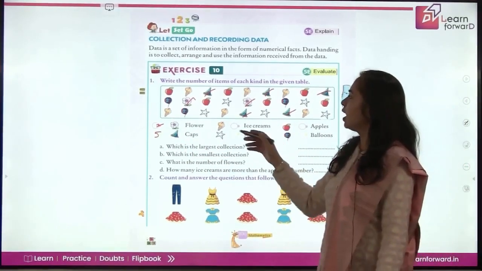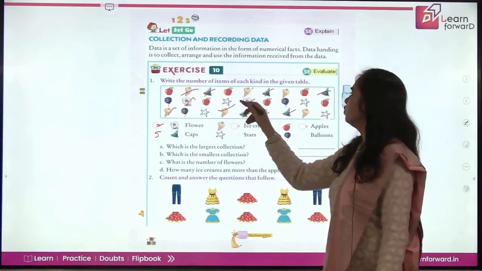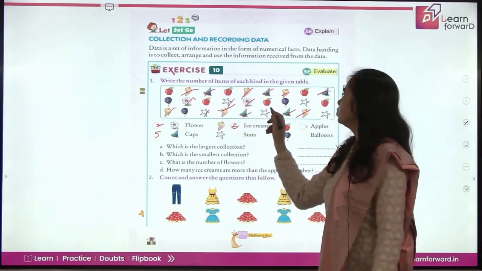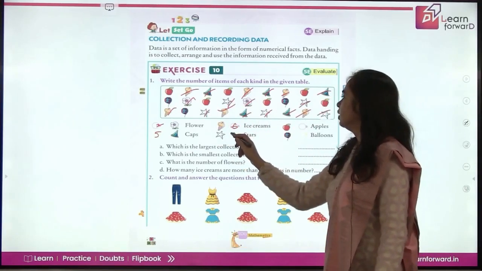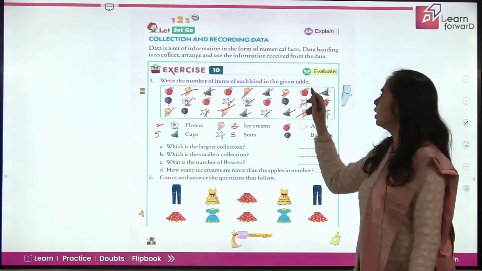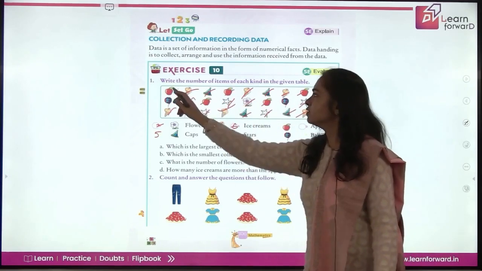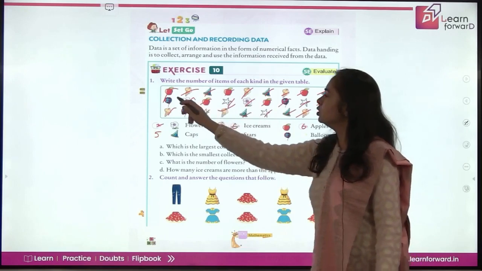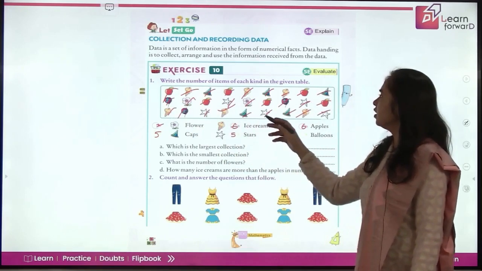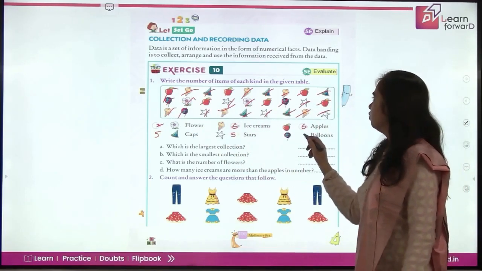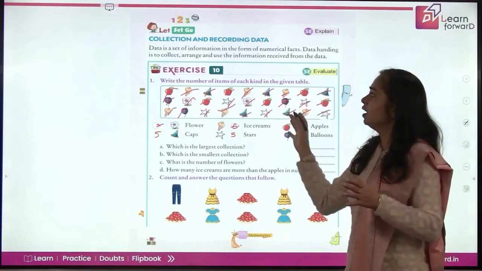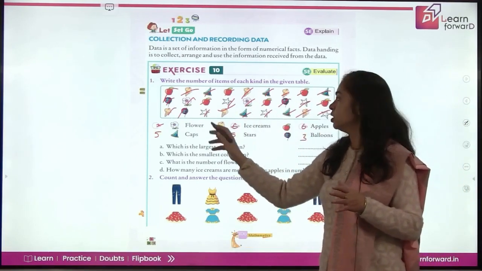Let's quickly do ice creams. 1, 2, 3, 4, 5, 6. And then stars. 1, 2, 3, 4, 5. And then apples. 1, 2, 3, 4, 5, 6. And then balloons. We have 1, 2, 3. Is everything done? Yes, we have 3 balloons. So we have the data and then we have arranged it in this form.